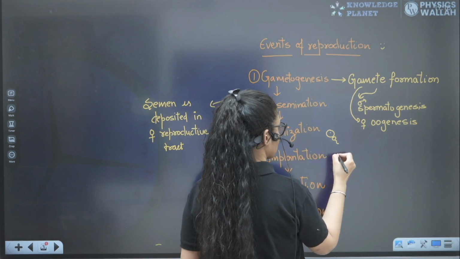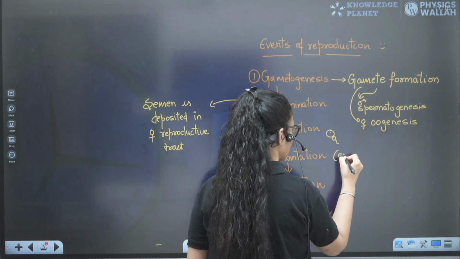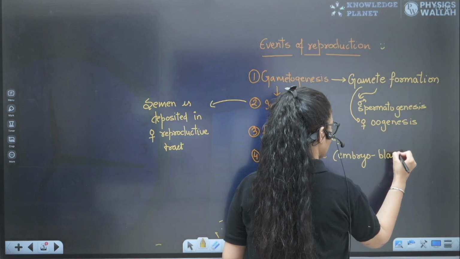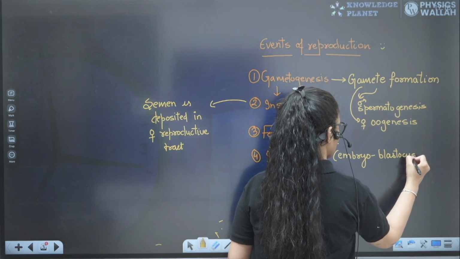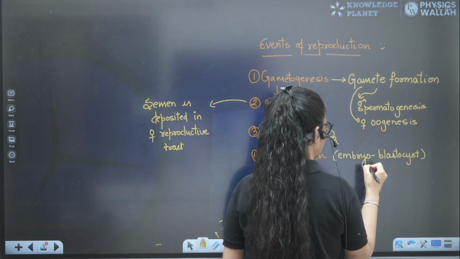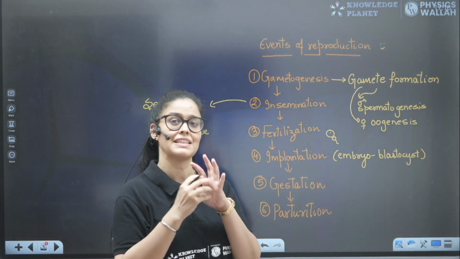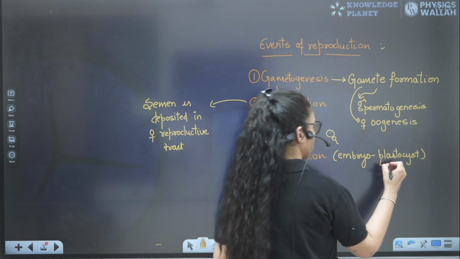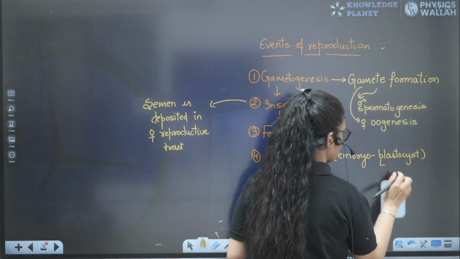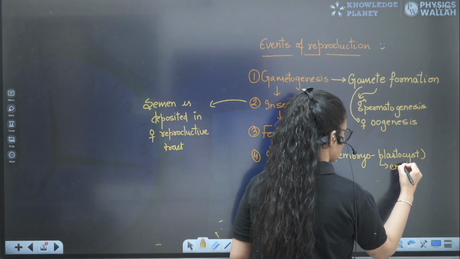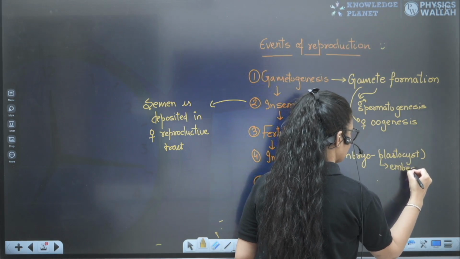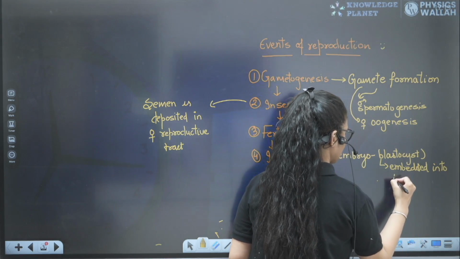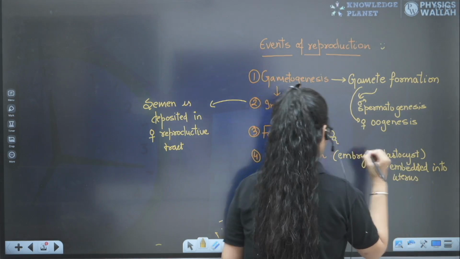After fertilization, the embryo at the blastocyst stage. What is blastocyst stage? We will see in the summary. At the blastocyst stage, it will be implanted, embedded in the uterus wall, right? So blastocyst is the embryonic stage which will be embedded, or attached, into the uterus, the inner lining of the uterus, that we will see.